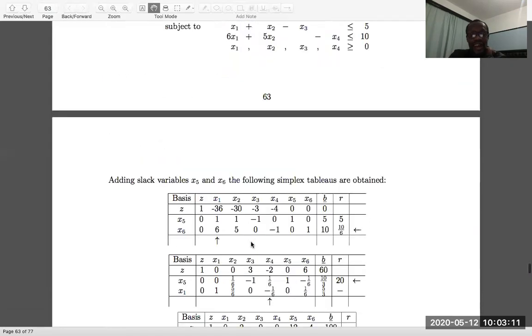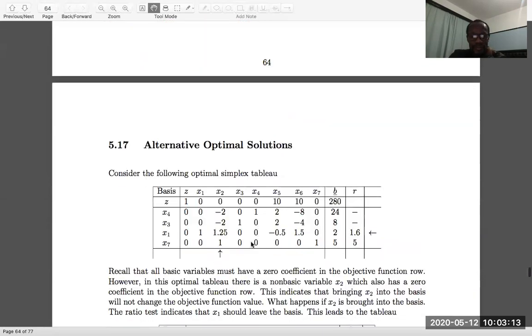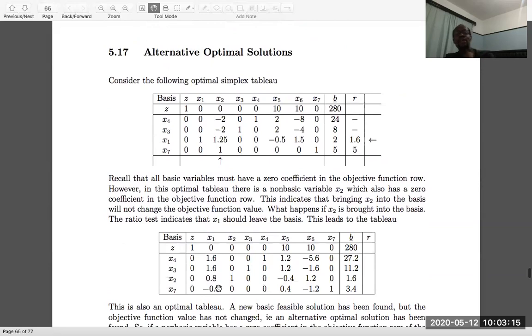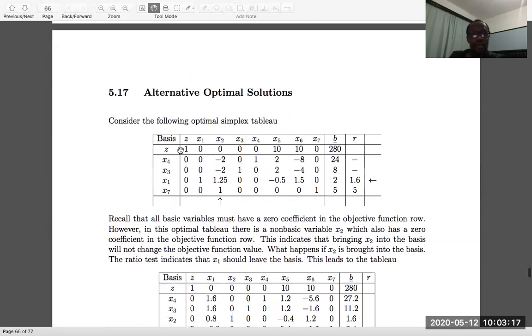Now I have already talked about unbounded. Now, the next thing I want to talk about is an alternative optimal solution. So remember, alternative optimal solution was in the graphical method. We say that an alternative solution happens when you have one of the constraints having the same slope as your objective function.